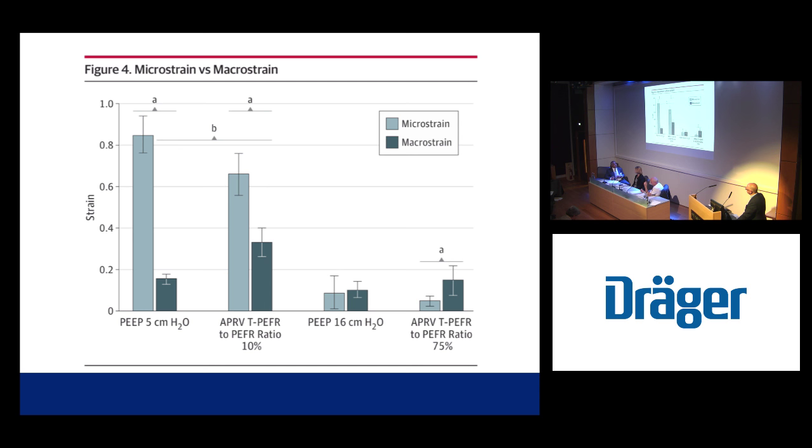This is just the stress strain. And again, you can see that the micro strain, which is the lighter green line, is lower in APRV than in any other setting. And if you look at the macro strain, with low tidal volume and 5 of PEEP, which is very common, it looks as though the macro strain is very low, but the micro strain is actually very high in terms of deformational change.